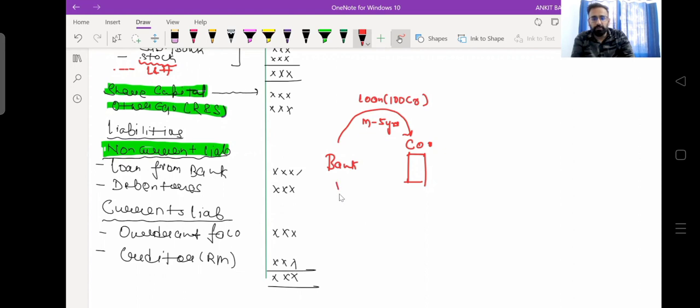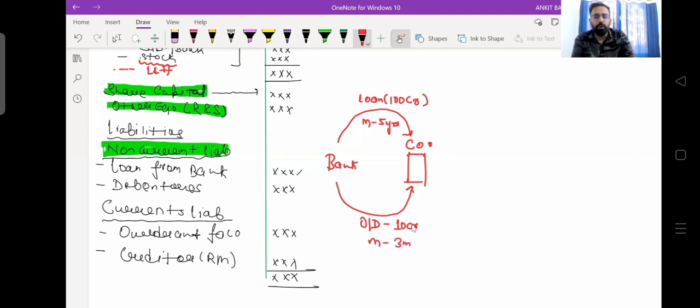And you have also taken an overdraft facility from this bank. Suppose the overdraft facility is of 10 crore. Overdraft facility means you will be borrowing short-term loans from the bank. Regularly for your business, you will be borrowing short-term loans from the bank. Let's suppose the maturity period of this overdraft is 3 months.